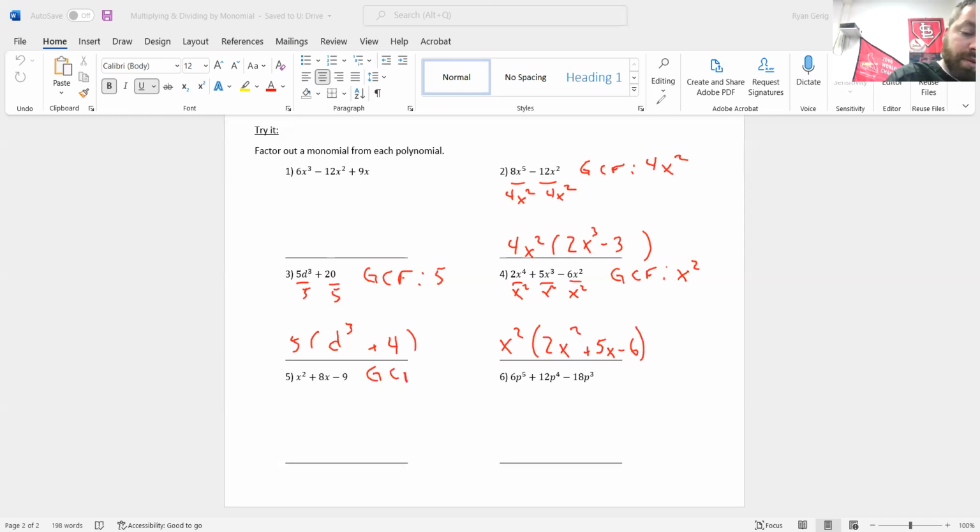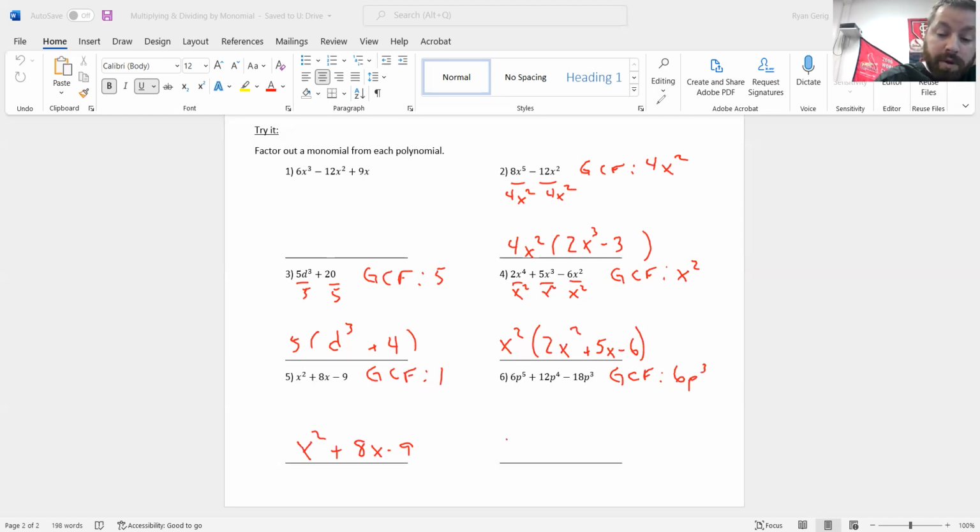Okay, number 5. Thinking about almost skipping this one, but I'm going to go ahead and do it. There's no GCF here. It's a 1. So the answer is nothing changes. You're going to divide by 1 and not change it. Okay, that one's done.